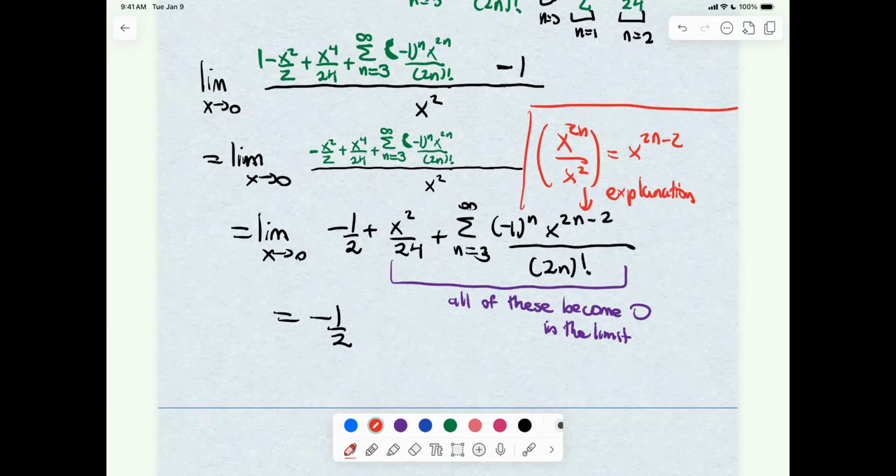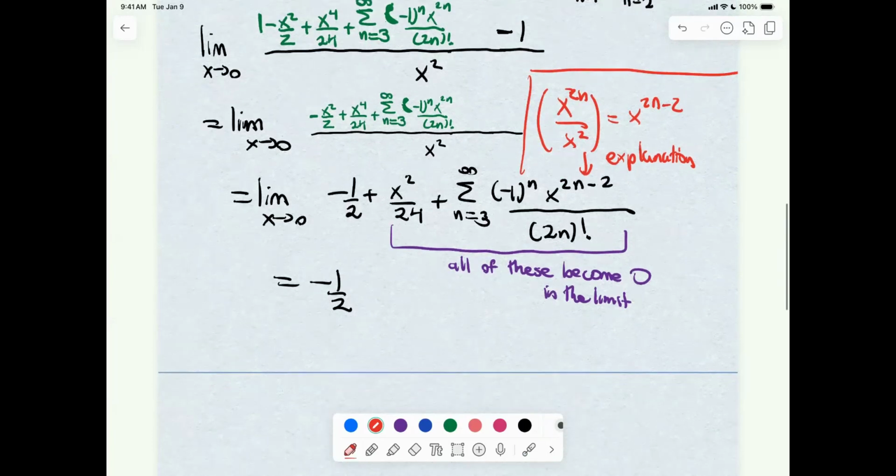Well, because that's the thing. Individually, n starts at 3, right? So if you put 3 here, you get 2 times 3, which is 6. 6 minus 2 is 4. So every term here at least has an x, right? So it's more than that. It's x to the 4, x to the 6, x to the 8. So they will have all powers of x.